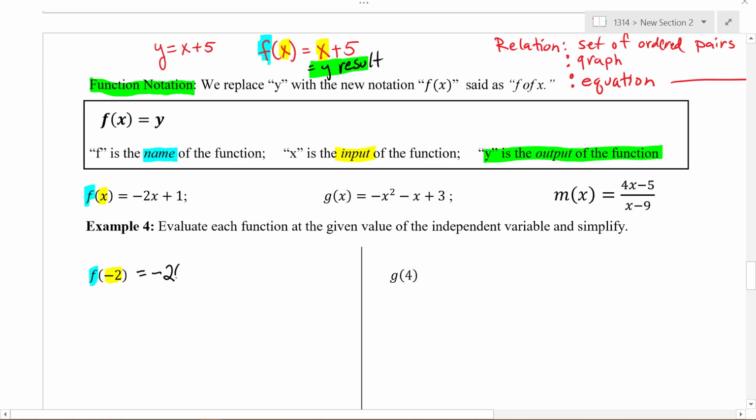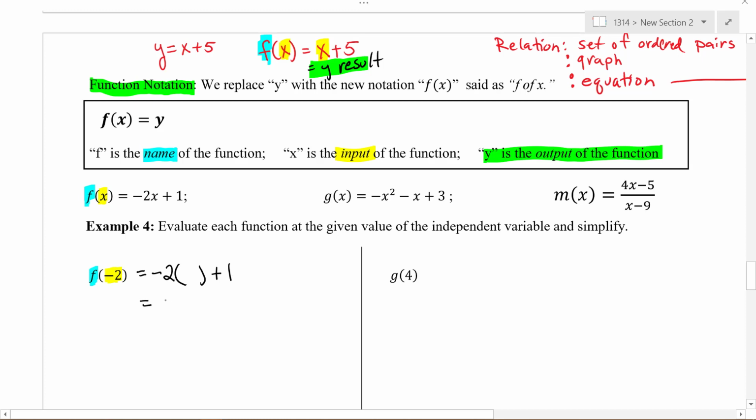And I want you to copy down everything except for the x, and in place of the x, I want you to put parentheses. So when you see -2 times x plus 1, I want you to write -2 times parentheses plus 1. Okay, so that's the first step, and that's really important.